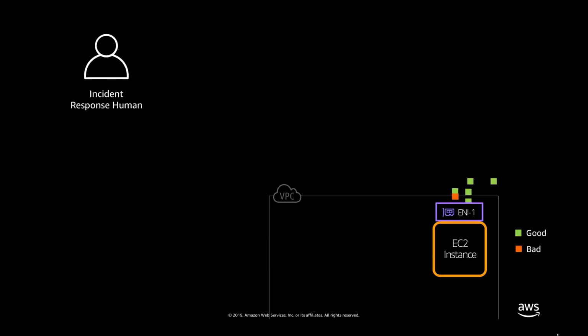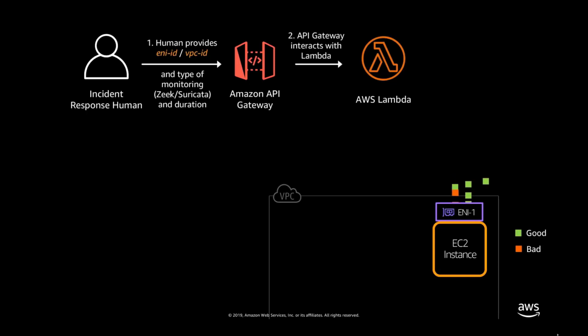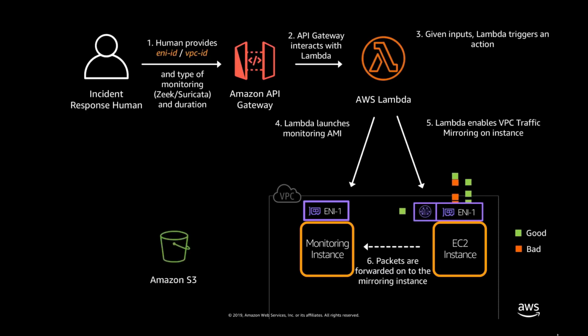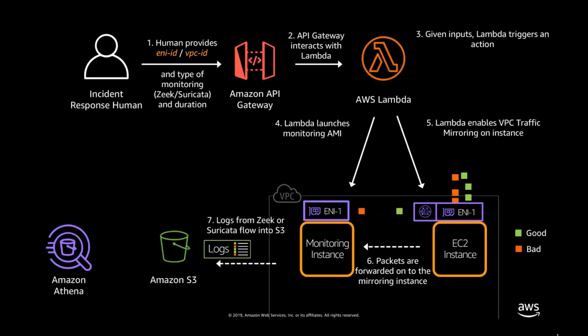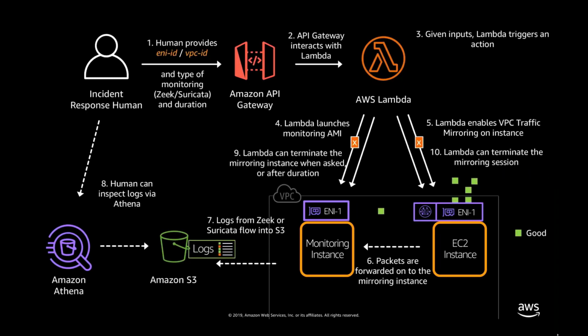Another thing is incident response. Same example, but a human is initiating an API request to monitor an instance because they found some suspicious traffic or something that they want to monitor. So the entire workflow remains the same, except that instead of GuardDuty, a human is initiating this request. This is the build-up slide where everything remains exactly the same as the last slide. It's just that the initiation of the request is coming from an incident responder as opposed to GuardDuty.